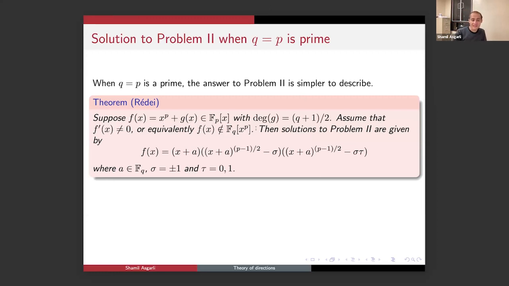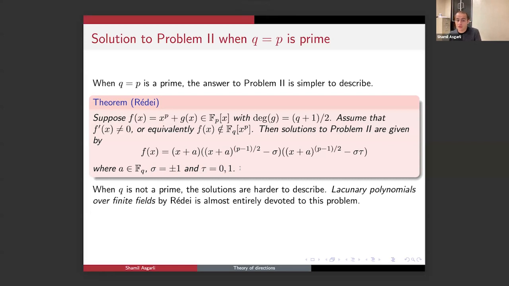They're in fact a product of 3 terms. One of them is a linear term, and the others are these binomials. And there's 2 additional parameters here. There's a sigma and a tau. And the sigma and tau can vary. So sigma could be plus or minus 1, and tau could be 0 and 1. Now, this is very nice because problem 2 was asking for a large collection of polynomials, and all of a sudden, there's only a few of them, right? We can even write them down.